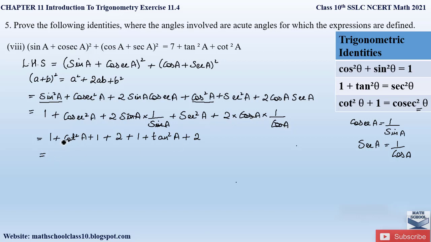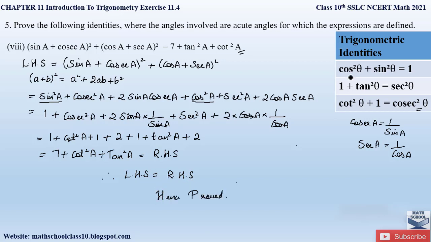So now we can add the digits: 1 plus 1 is 2, 2 plus 2 is 4, 4 plus 1 is 5 and 5 plus 2 is 7. So we get 7 plus cot square A plus tan square A, right? So this is the right hand side part. Therefore we have obtained the right hand side part, so you can write left hand side is equal to right hand side and hence proved. Here basically we are using the 3 trigonometric identities and the relationship between cosecant and sine and secant and cos to obtain the result.